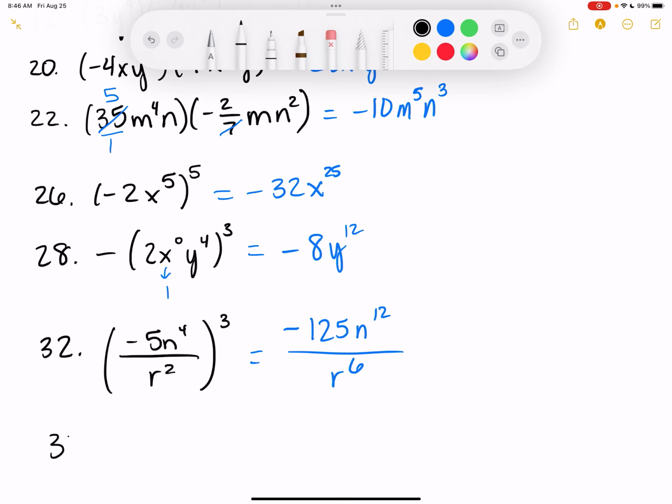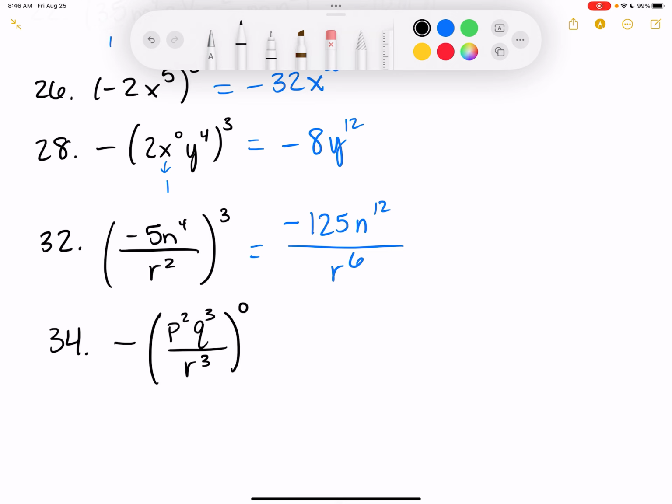All right, I'm going to see if y'all can figure this next one out. So I've got a negative, and then in parentheses, I've got p squared q cubed over r cubed, all raised to the 0. Any ideas on what this one is?